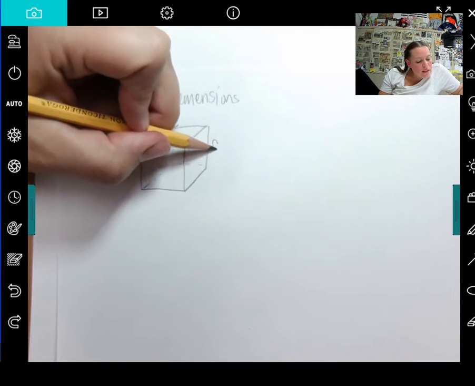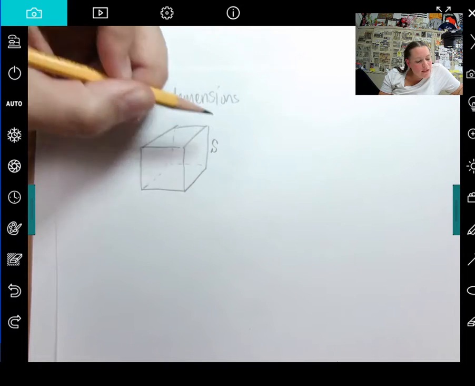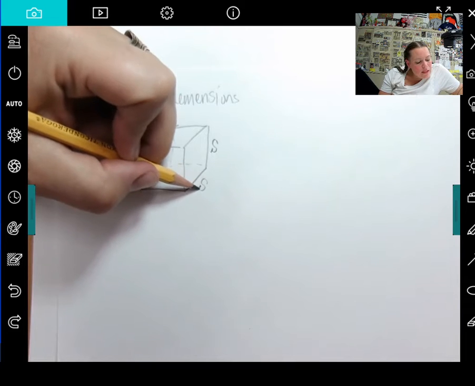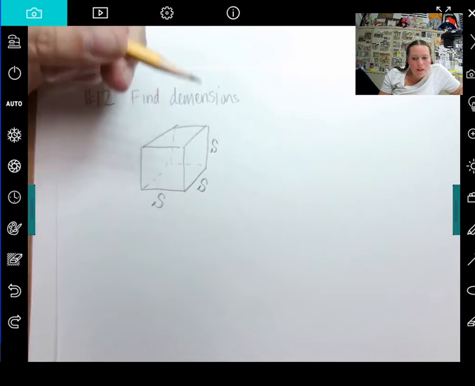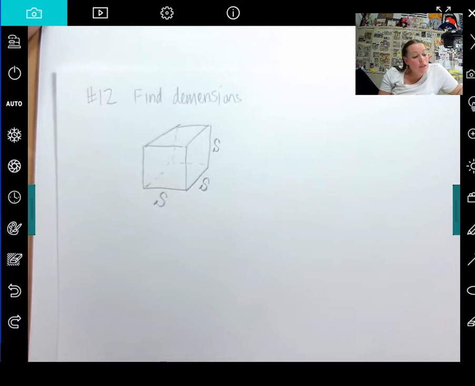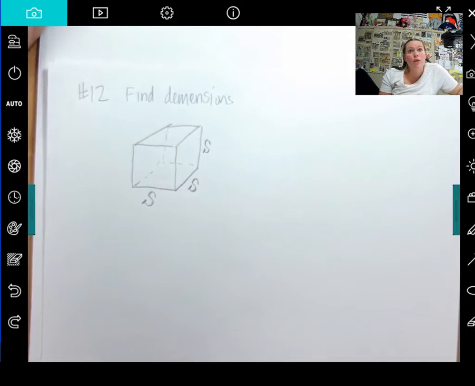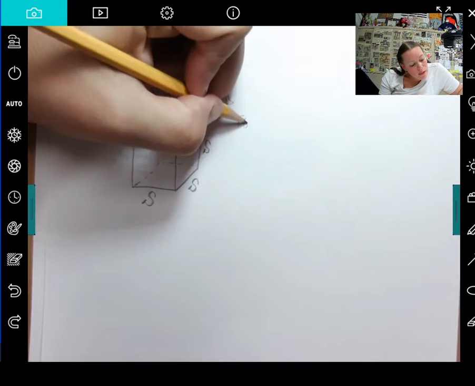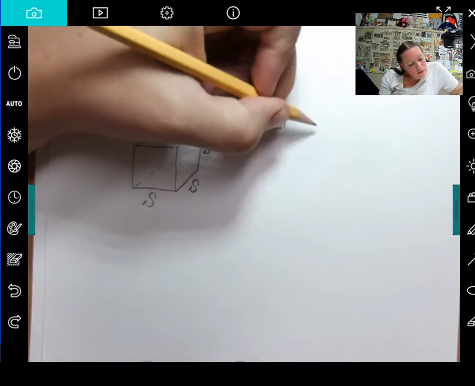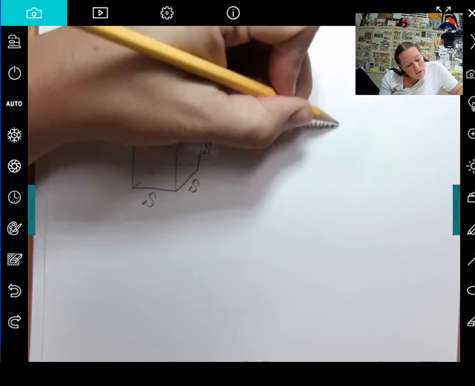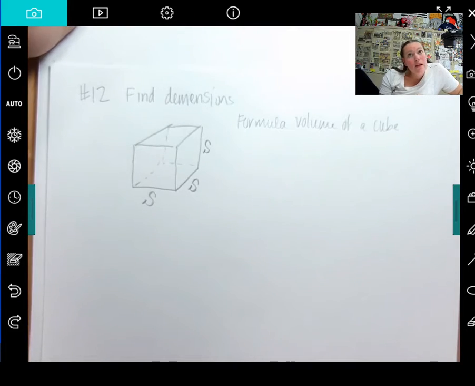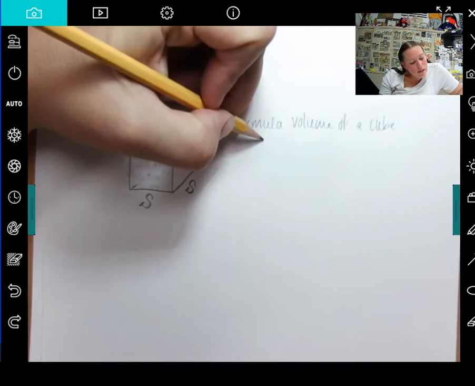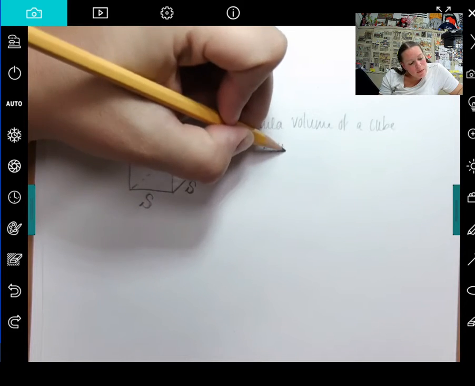So they tell us that the height is S, the width is S, and the base is S. Do we know the formula to find volume? So the formula for volume of a cube is going to be base times width times height.